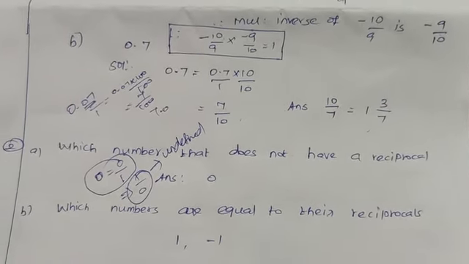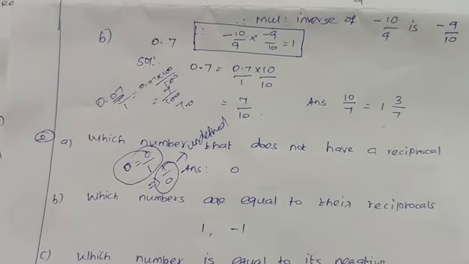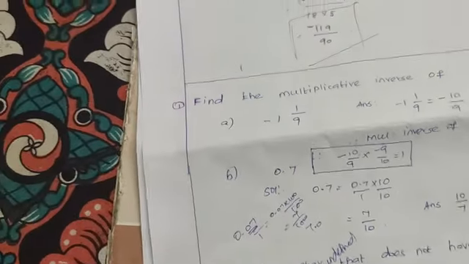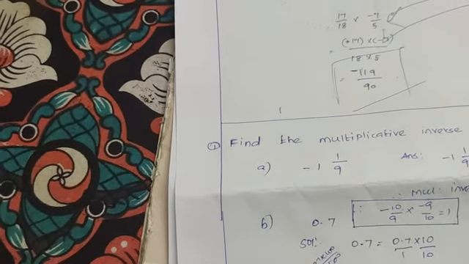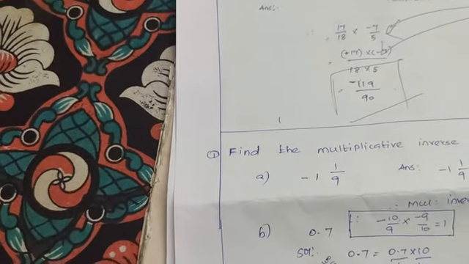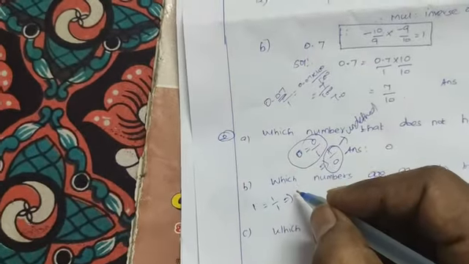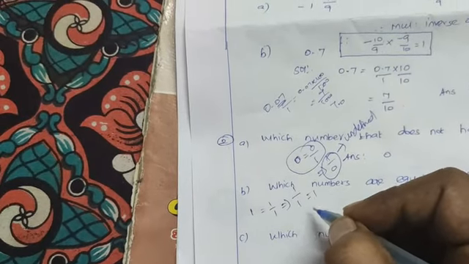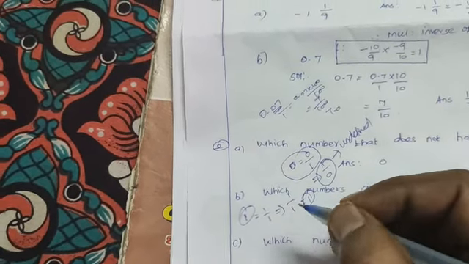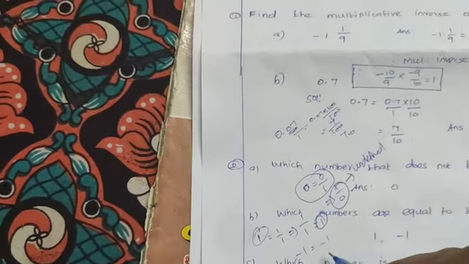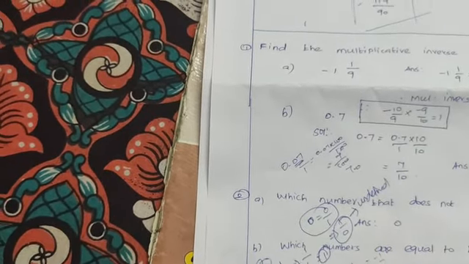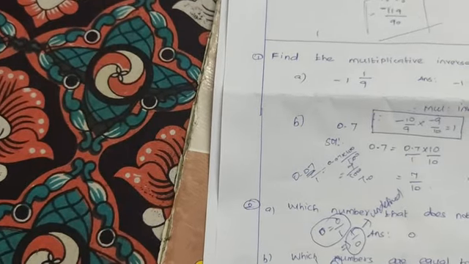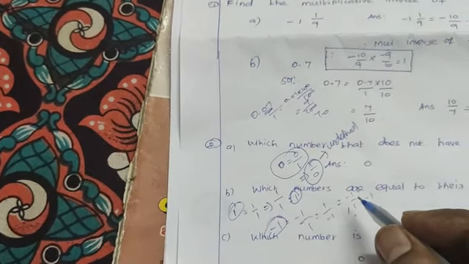Right. Which numbers are equal to their reciprocals? Suppose 1. We can write it as 1 by 1. Why? Any number we can write as divided by 1. The reciprocal of this is again 1 by 1, that is 1. So the reciprocal of 1 is 1. Similarly, minus 1 we can write as minus 1 divided by 1. The reciprocal is 1 by minus 1. The standard form of 1 by minus 1 is minus 1. So the reciprocal of minus 1 is minus 1.